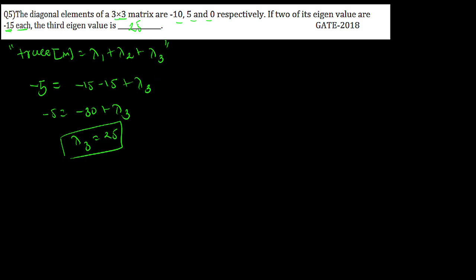Now let's move to question number 6. Okay, let's solve question number 6. Question 6 says consider non-singular 2 cross 2 square matrix A. Trace of A is 4 and the trace of A square is 5. The determinant of matrix A.